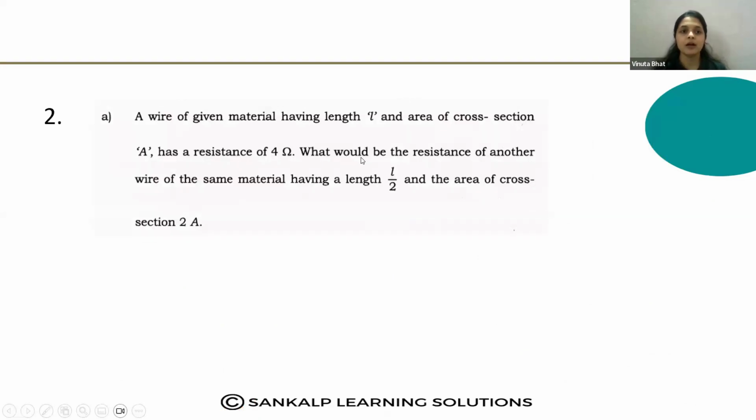Next question. A wire of a given material having length L and area of cross section A has a resistance of 4 ohm. What would be the resistance of another wire of the same material having length L by 2 and area of cross section 2A? Please note down the question. After that, you have to try to solve the question.